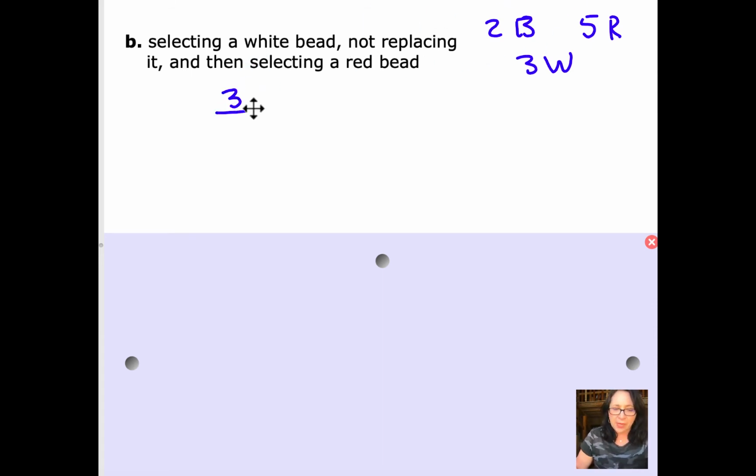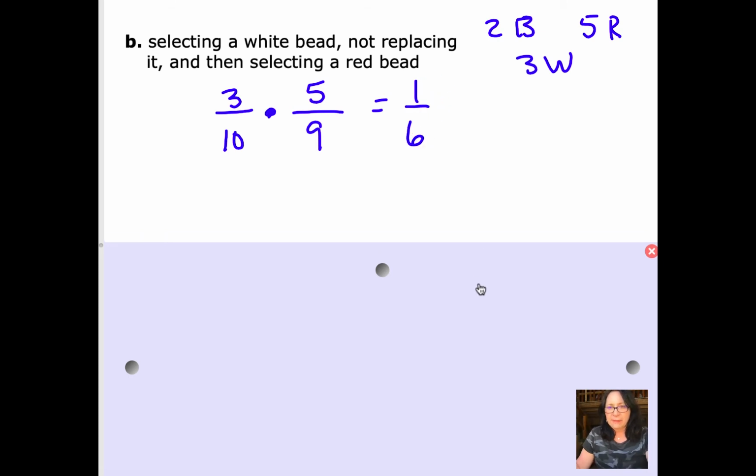So I've got 3 out of 10. And then, not replacing it. So now I have 1 less bead. So I don't replace it. And then selecting a red bead. So now I've got 5 out of 1 less than 10 because I didn't replace it. So now that's out of 9. 15 out of 90, 1 out of 6.